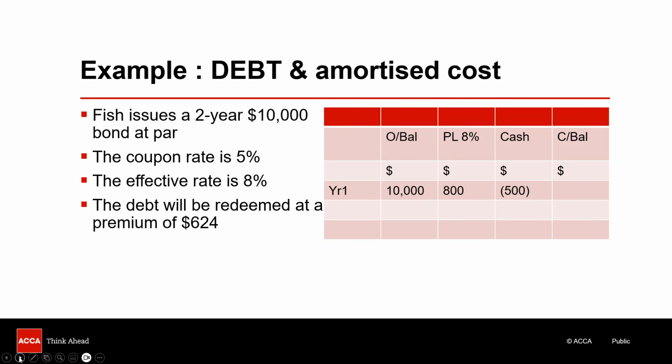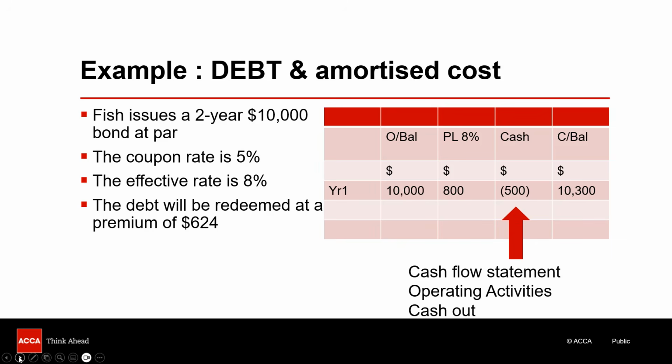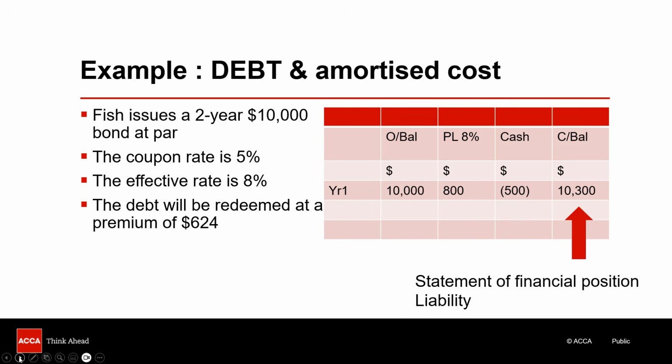And this means the liability is beginning to get bigger each year. So at the end of the year, it's 10,300. That's the closing liability. And in the meantime, if you think about the financial statements, your expense is 800. The cash that you're paying is 500. And the closing balance is 10,300. I want you to be really comfortable with amortized cost.